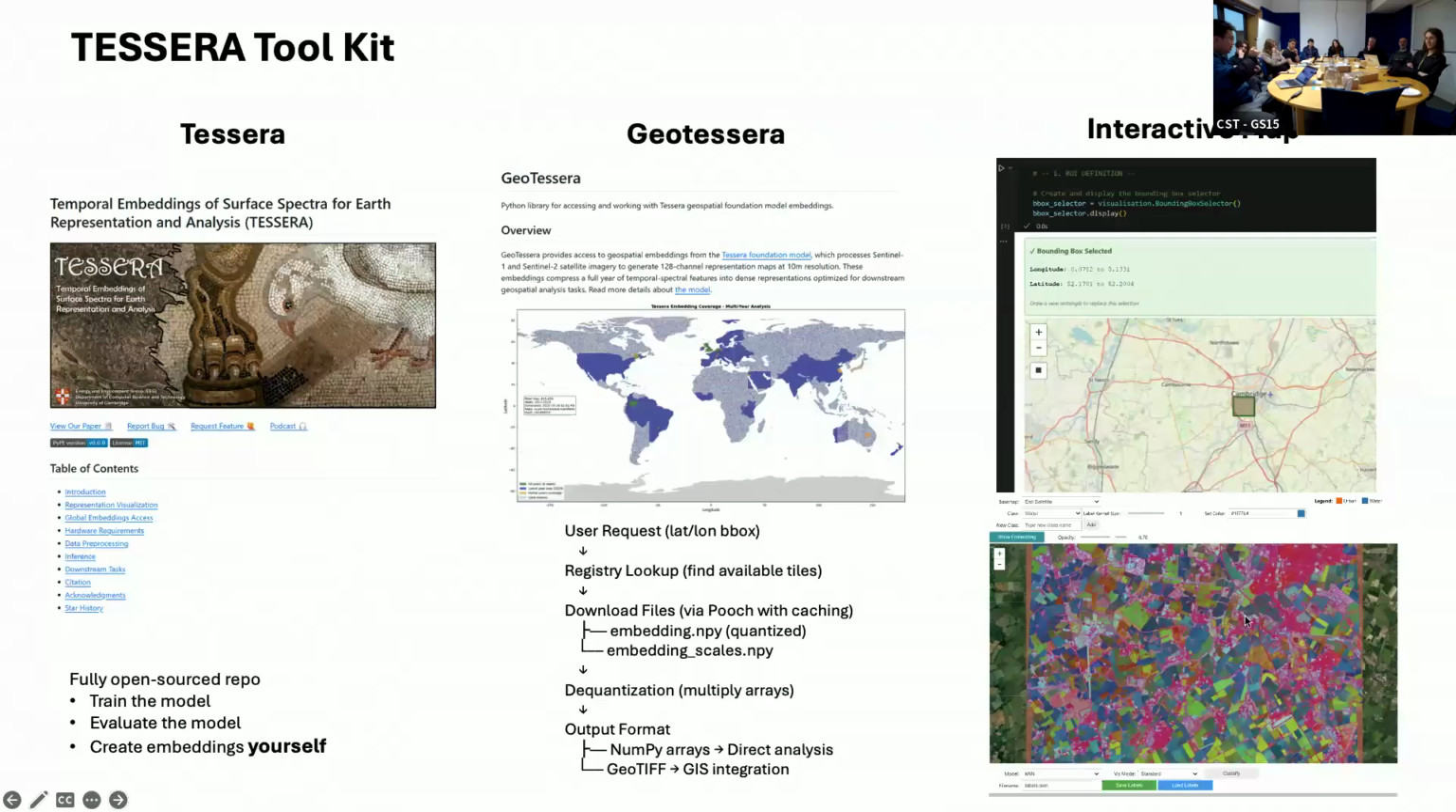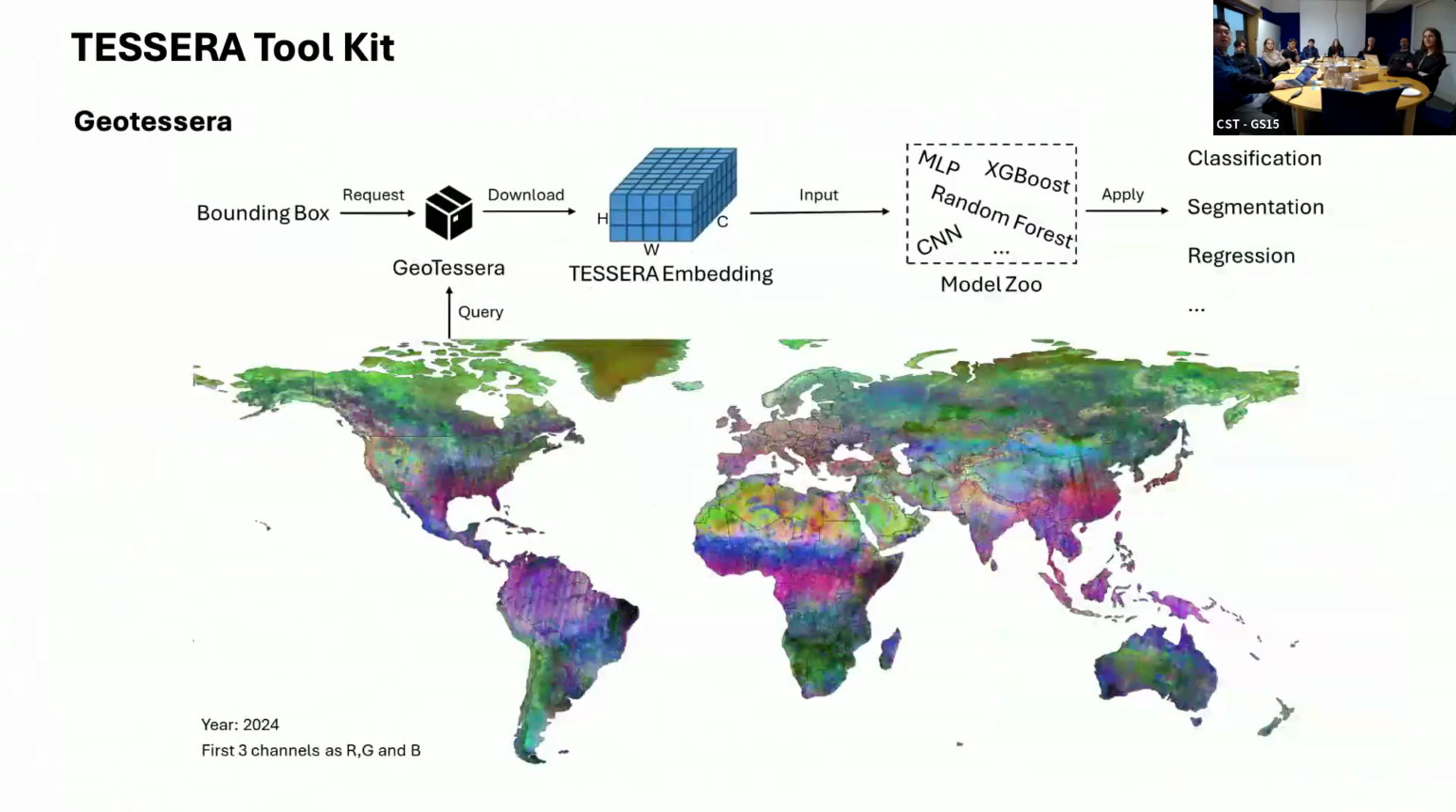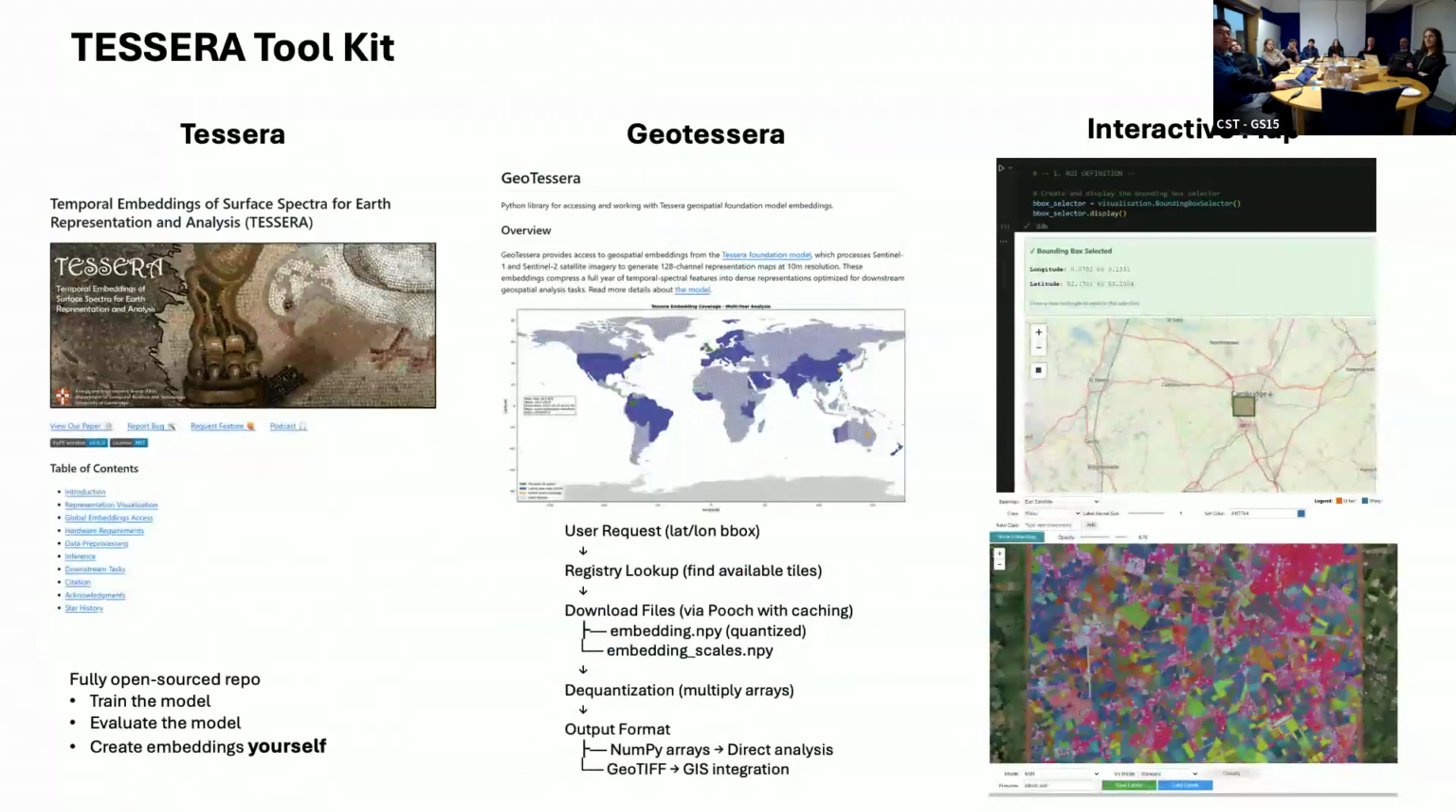Then, if you want to do classic land classification, you can add some labels. Let's say these are water, these are urban. Then you simply click classify, and the Jupyter notebook will tell you the classification results for this region. These are really good tools if you want to play with Tessera and Tessera embeddings.